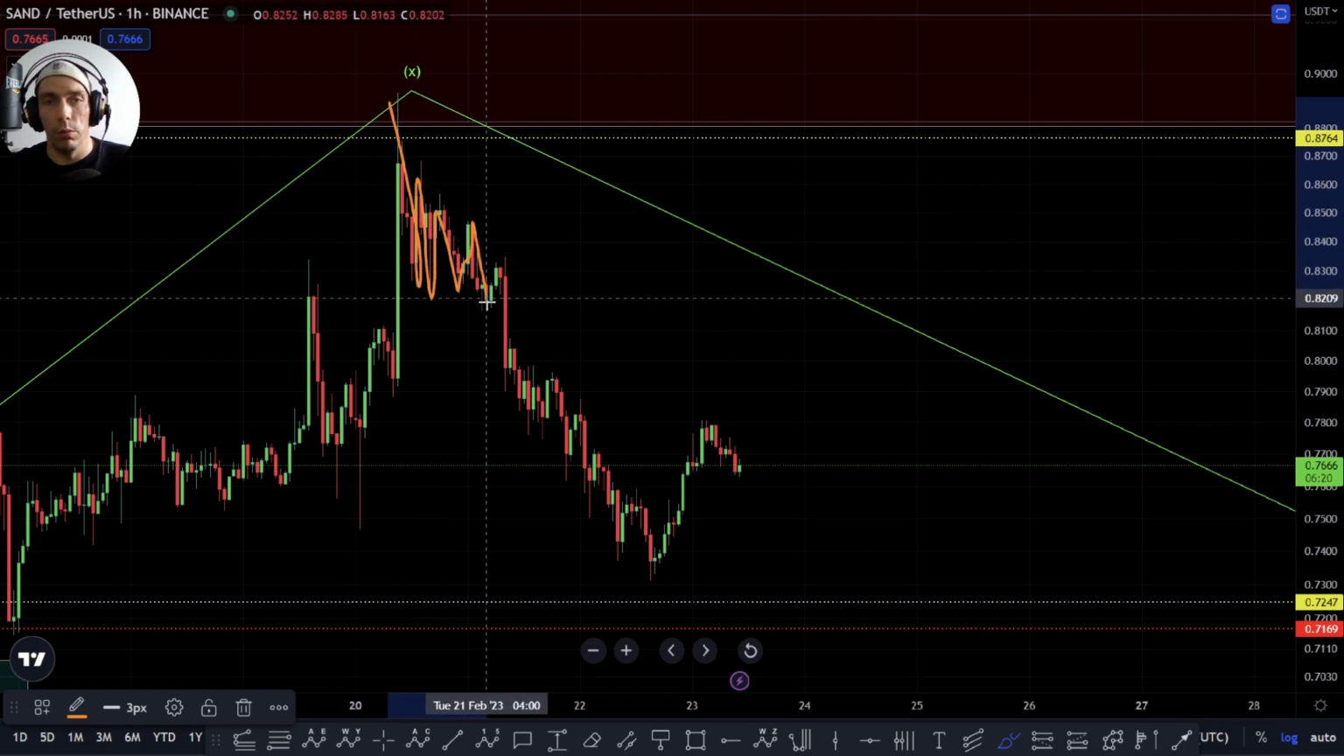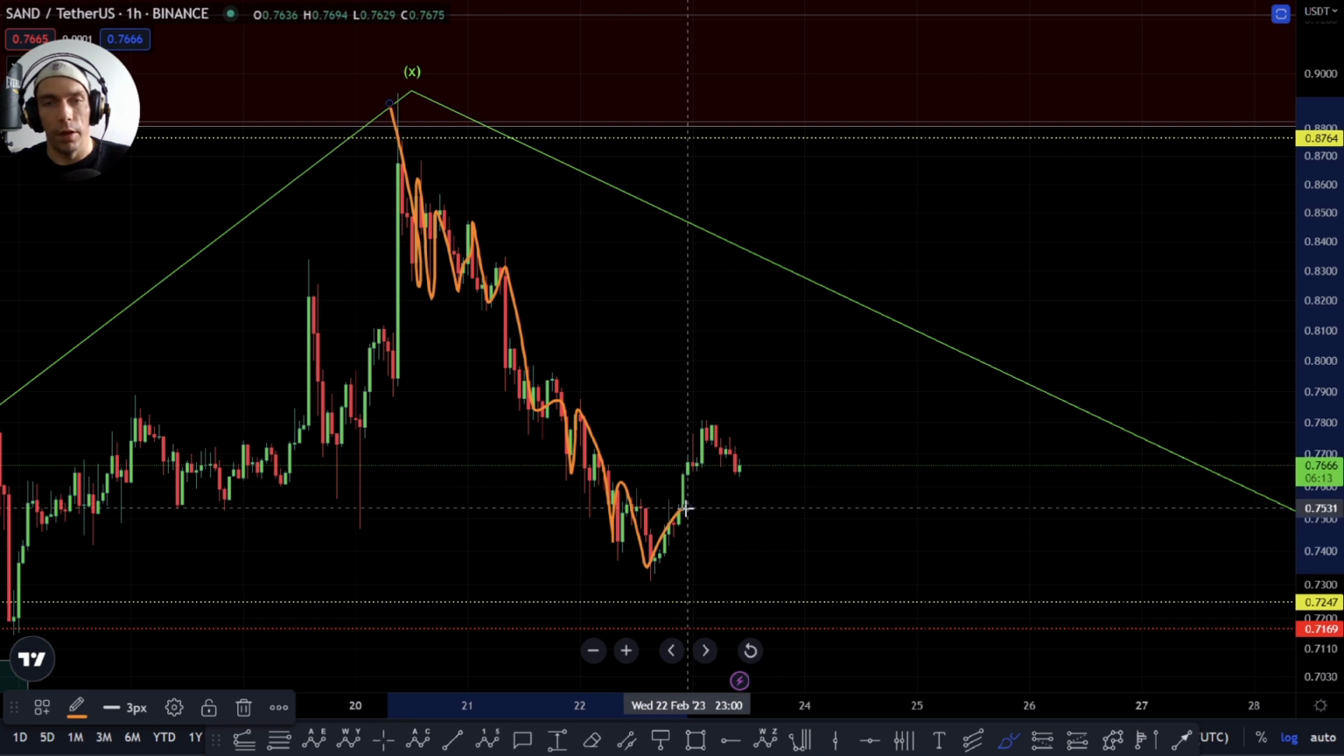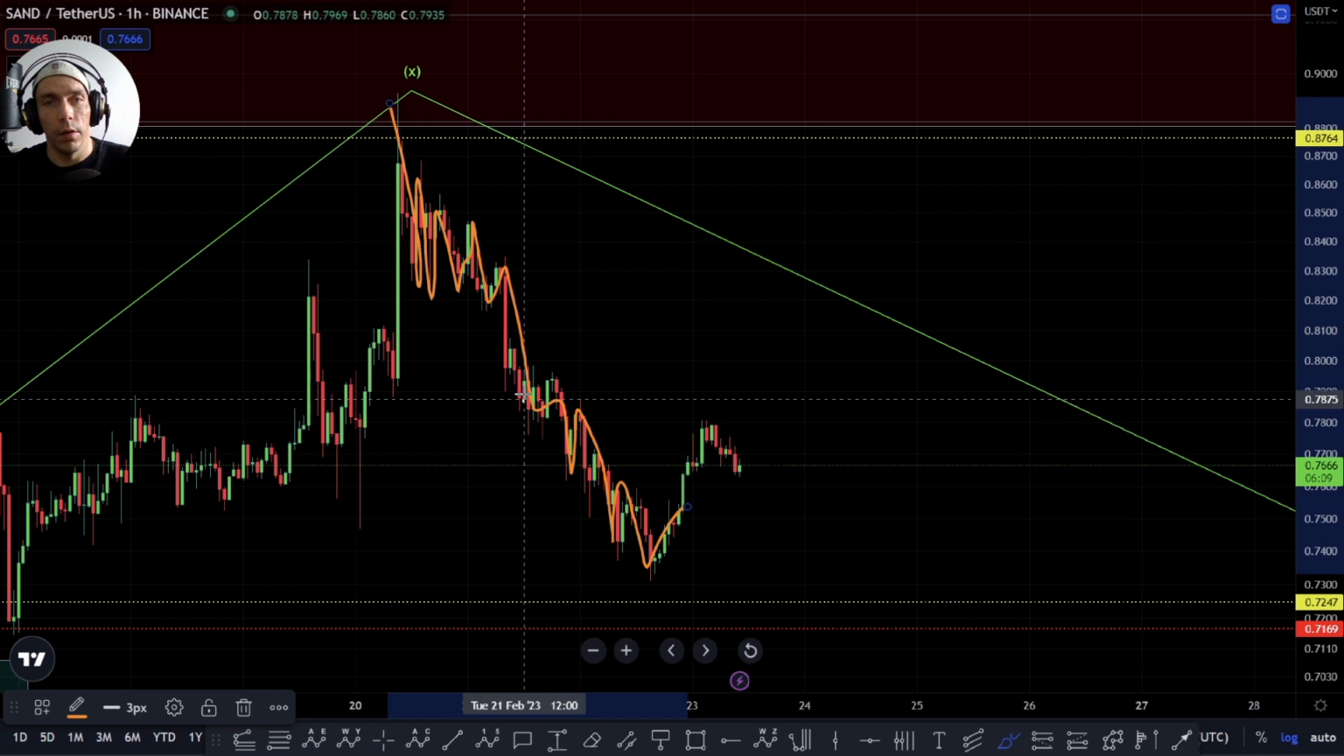We have a wave 2, 1, 2, 3, 4, and then we'd have to say that we potentially completed as a diagonal again here. You'd have to say 4 into here rather. 4, 5, 4.